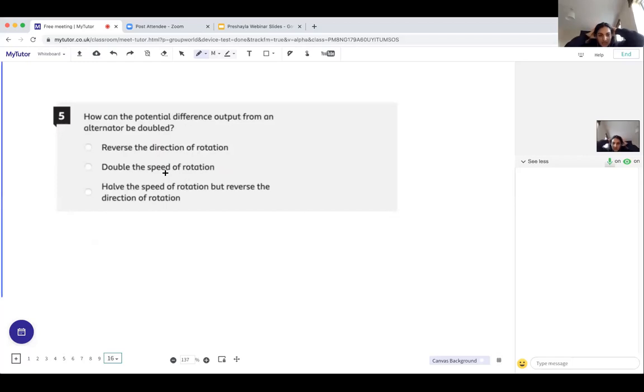Okay, how can the potential difference output from an alternator be doubled? Should we double the speed? Should we reverse the direction of rotation? Or should we halve the speed of the rotation but reverse the direction? What do you think? So how can this output, this voltage, be doubled?